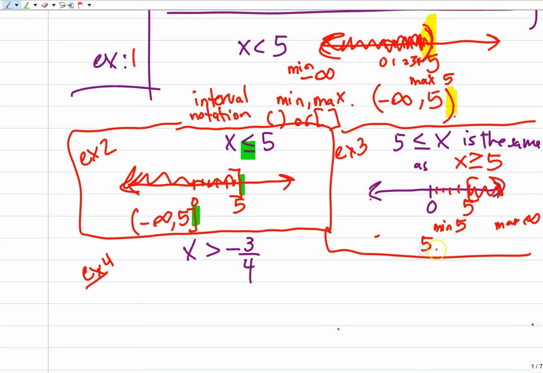Minimum, comma, maximum. What symbol do I put on the 5? What symbol do I put on the infinity? Always a parenthesis. Does that make sense? A lot of people go, well, the first one has a bracket, the second one gets a bracket. No, you can never equal infinity, so never put a bracket on it.